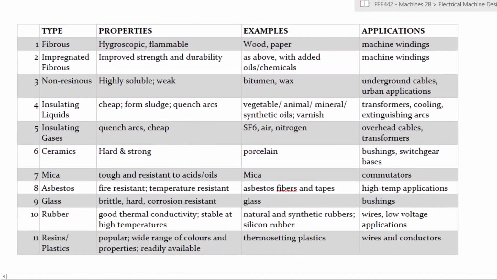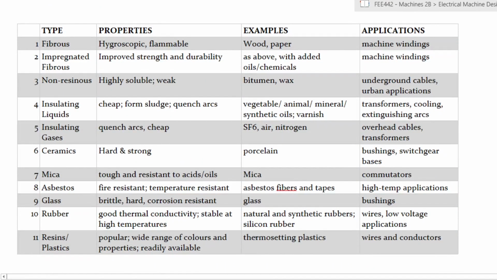So finally, some of the main types of materials that we use as insulators are listed here. And these are the main categories that we'll have. Chief among them are, of course, the resins and plastics, which are used in wires and conductors because of their various colors and properties that are available. They are easy to apply and easy to make use of.